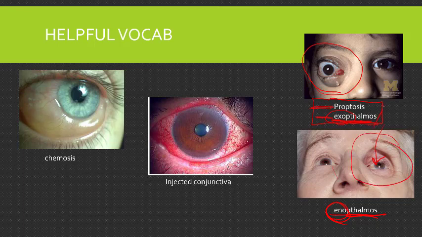Both of these findings are really big deals. If you're going to say these words to an ophthalmologist, be prepared for a whole bunch of really important things. It's kind of like telling somebody in an ER that the blood pressure is 67 over 45. These are really big finding words.